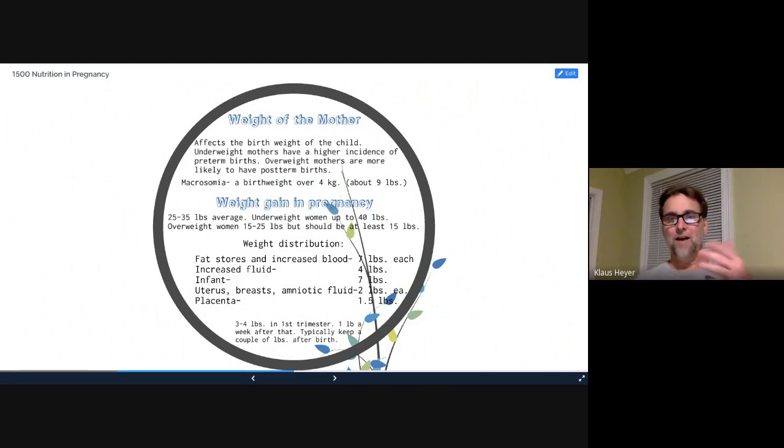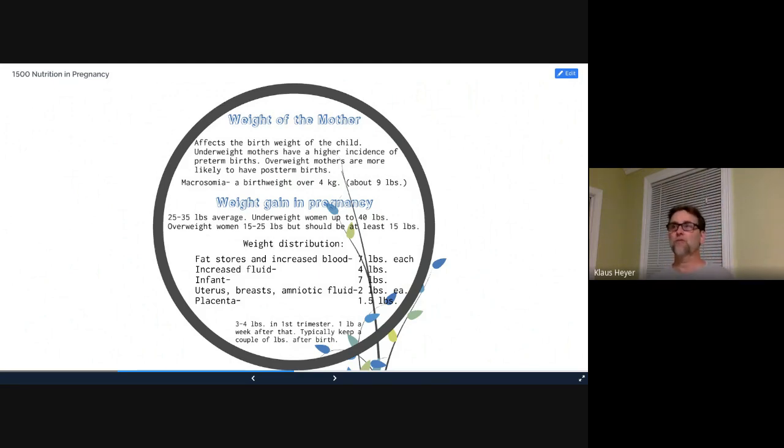So you're going to have increased fat stores, because that's energy stores, and an increased blood supply. That's about 7 pounds each. And then you have other fluids, synovial fluid and cerebrospinal fluid and stuff like that, about 4 pounds. Then the baby itself is going to weigh 7 or 8 pounds. The increased weight of the breasts, the amniotic fluid and the uterus are each going to weigh a couple of pounds. And finally your placenta weighs about 1 to 2 pounds. If you add all that up, you get somewhere around that 25-pound mark.